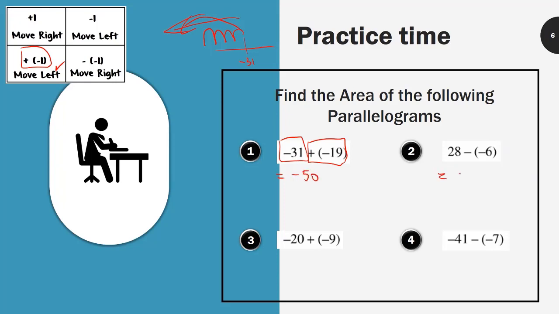Okay, this next one here, I've got 28 minus 6. So once again, we're taking away a negative. So we've got to move right on the number line. Okay, so once I do that, I'm going to end up at 34.